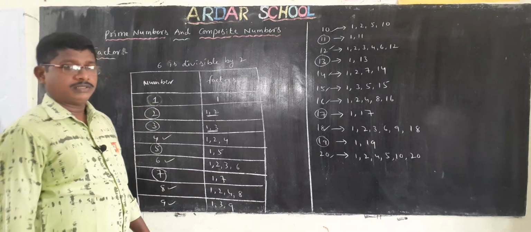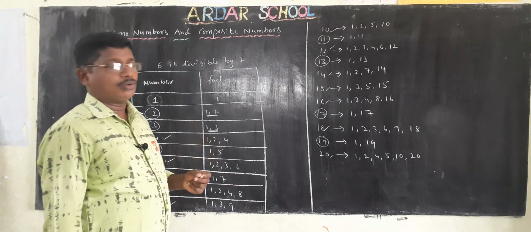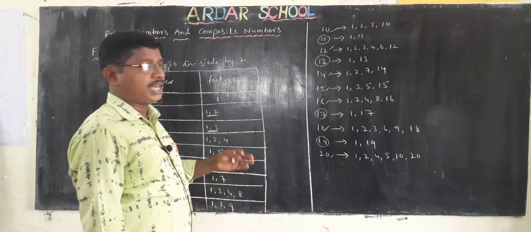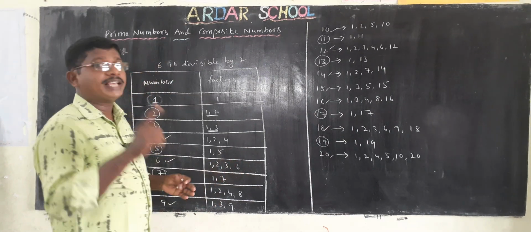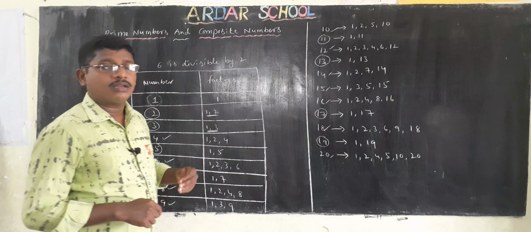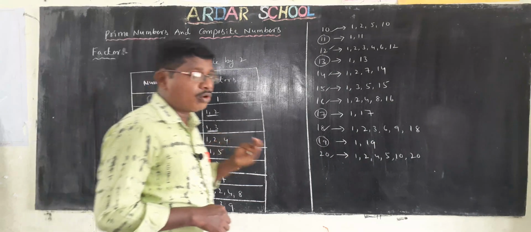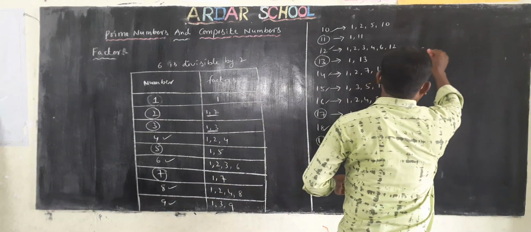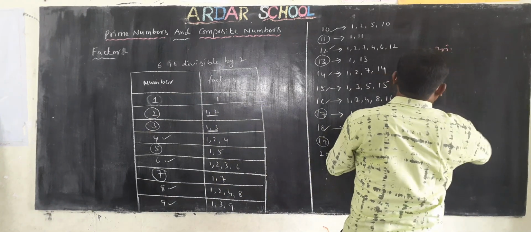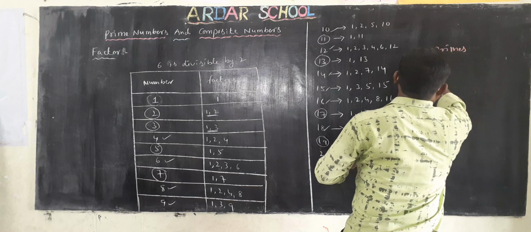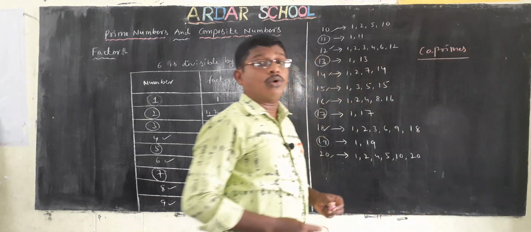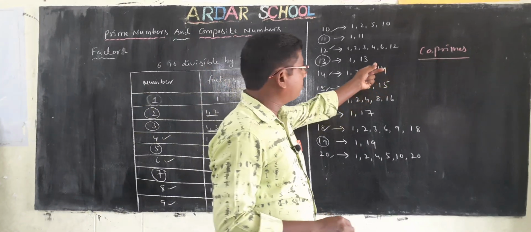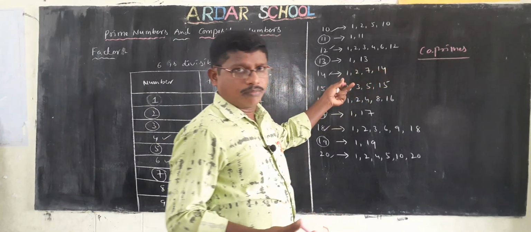Next I explain co-primes and twin primes. What are co-primes? The numbers having only 1 as the common factor are called co-primes. Another name for co-primes is relatively prime. Co-primes need not be prime numbers.